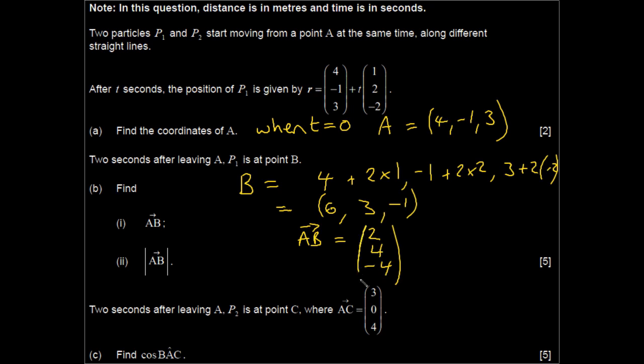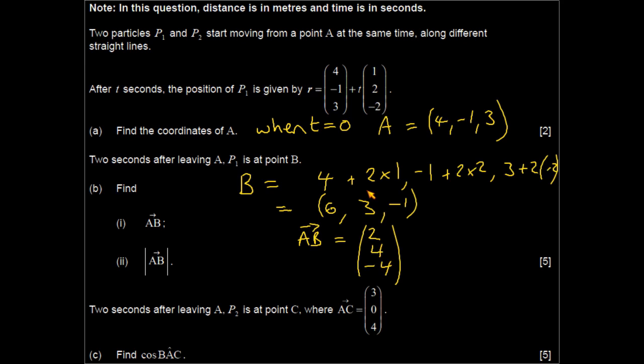Now, as I said, you could also recognise that A to B would just be two lots of this vector here, because the starting point and the finishing point is just going to be an offset. This describes how to get from point to point, and we know that it takes 2 seconds to get there, so it would be 2 times this. So 2 times 1 is 2, 2 times 2 is 4, and 2 times minus 2 is minus 4. So either way would be fine.